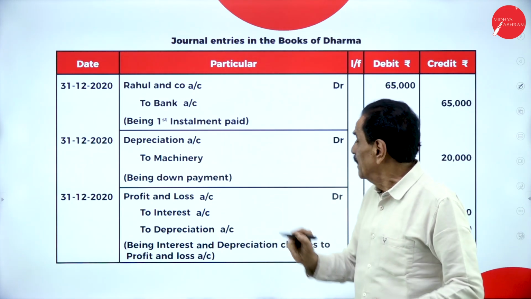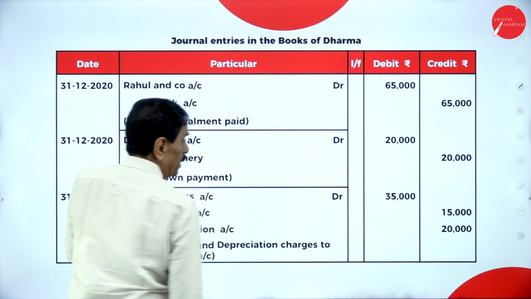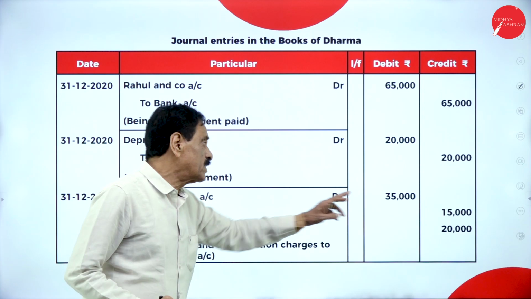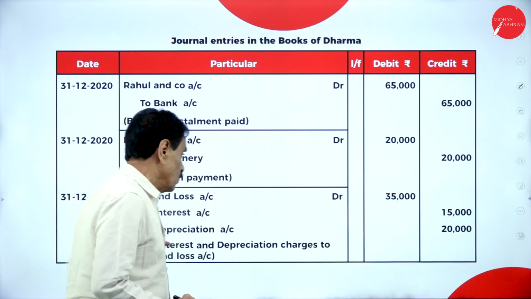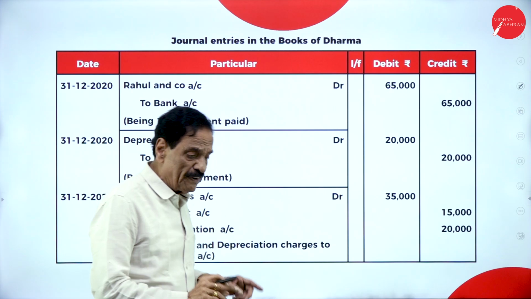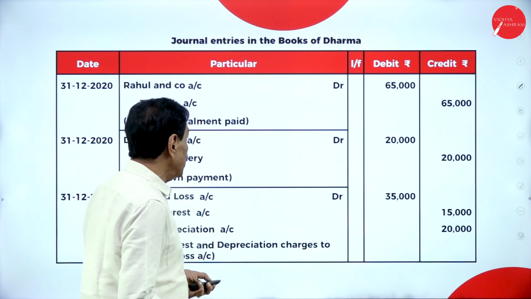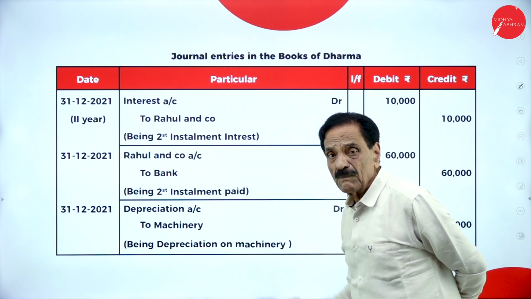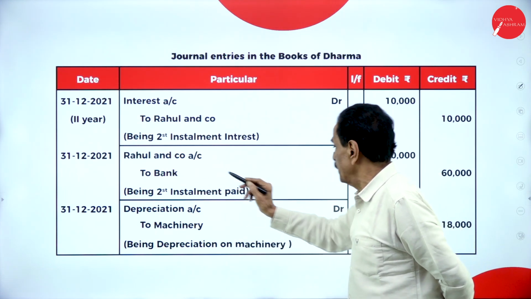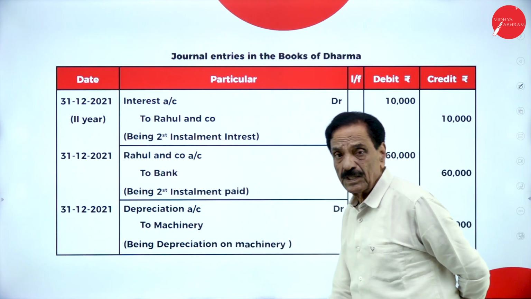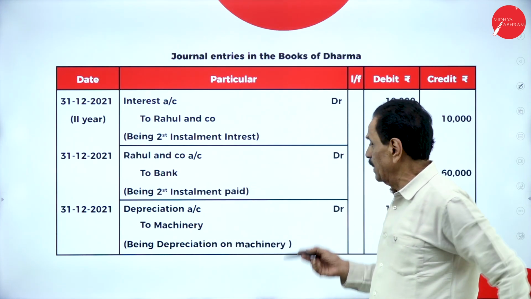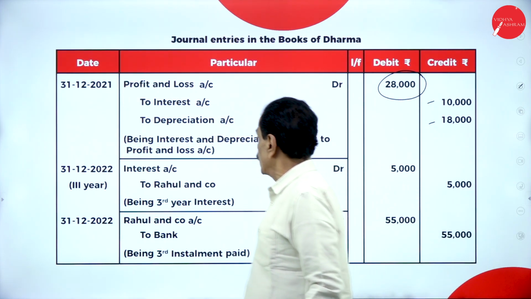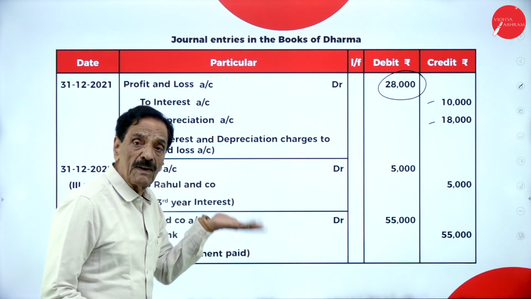Depreciation of that year. Depreciation account debtor to machinery account 20,000. Transfer entry to profit and loss account. Profit and loss account debtor to interest account, to depreciation account. This goes in favor of the first year. We move on to the second year. Start from interest. Interest account debtor to Rahul and Company account. Pay the second installment. Rahul and Company account debtor to bank account. Depreciation of that year. Depreciation account debtor to machinery account. Then transfer entry. Profit and loss account debtor to interest account, to depreciation account. So this goes in favor of the second year.